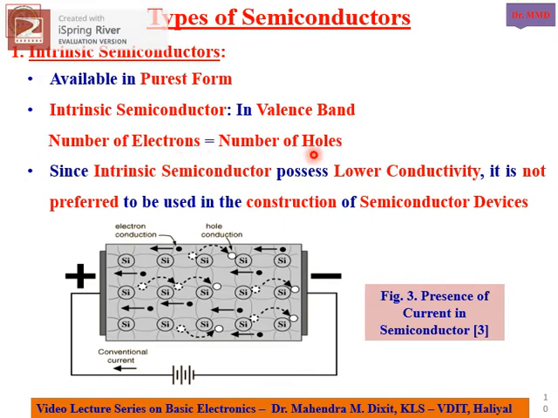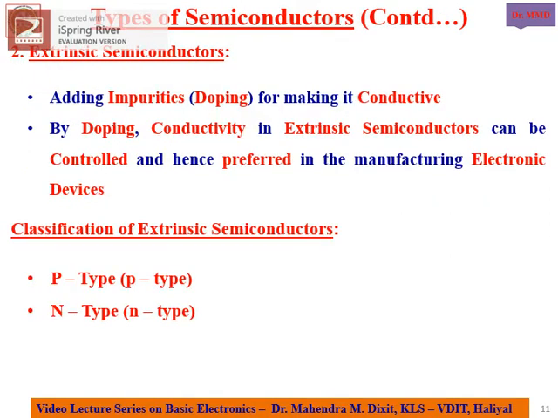These are some of the properties which I wish to share with all the students. In an intrinsic semiconductor, the number of electrons will always be equal to the number of holes. And these intrinsic semiconductors possess very low conductivity, hence they are not preferred in the construction of semiconductor devices. They are not at all used in the construction of semiconductor devices. This must be underlined. And to get rid of this practical circumstance, we prefer extrinsic semiconductors.